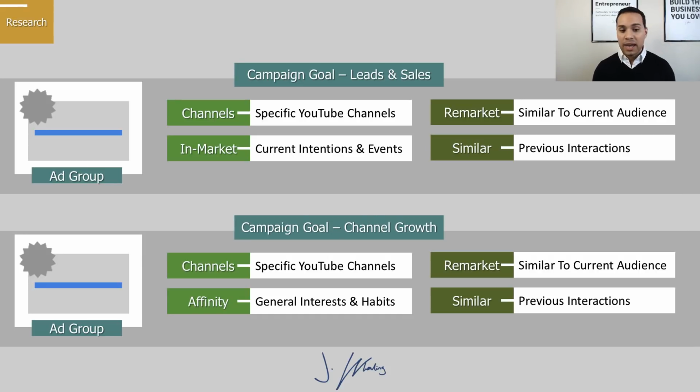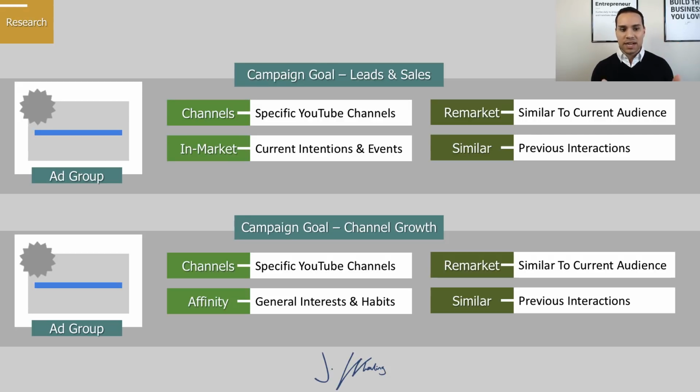Now, if you're going for channel growth, so you want more views, you want more subscribers, then targeting channels and affinity audiences are where you want to start. And then eventually, again, you'll be able to use your remarketing lists and your similar lists to drive more subscribers and views. And the reason that you want to use affinity here instead of in-market is affinity tends to be less expensive. In-market is a little more targeted, and they're people who are looking to buy.